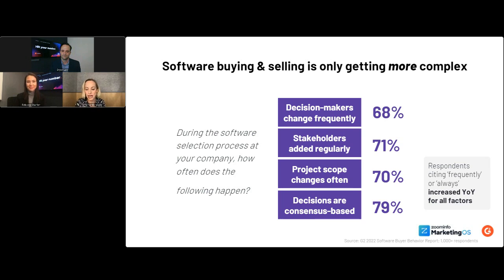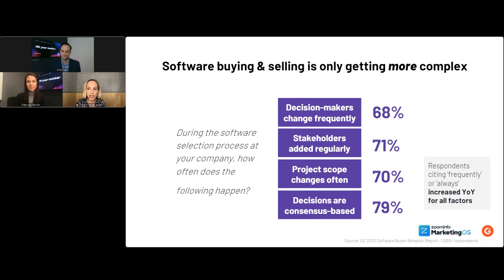And so every year at G2, we have an excellent research team who looks at the data on g2.com and also surveys software buyers to understand how software buying behavior is changing. And we ask this question: during the process of selecting software for your company, how often does the following happen? Now, I'm putting them all here in the slide because it's kind of comical when you think about it. And we've all bought software. I think most people now are buying software for whatever your profession is.